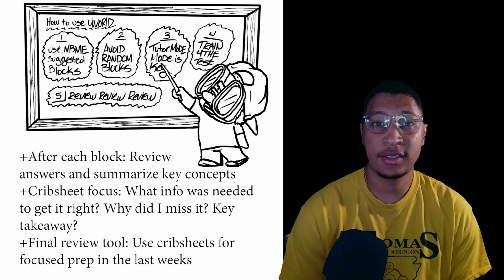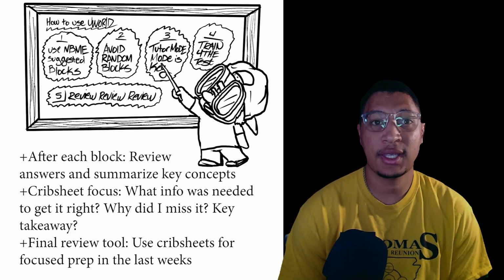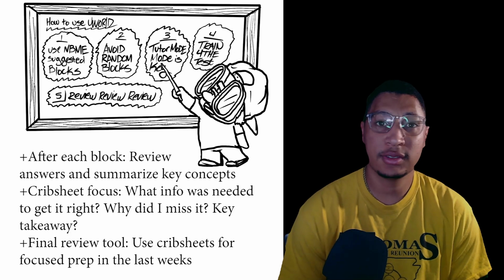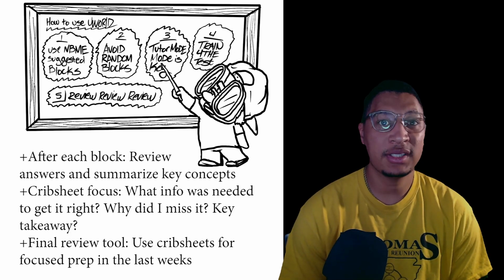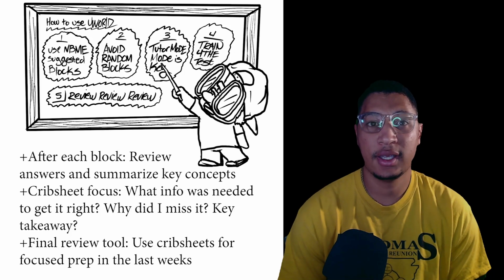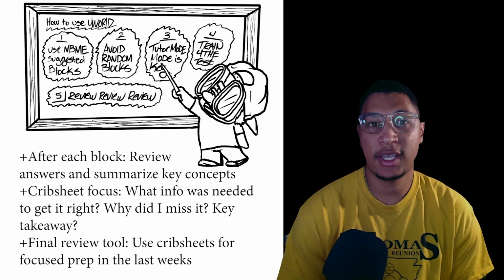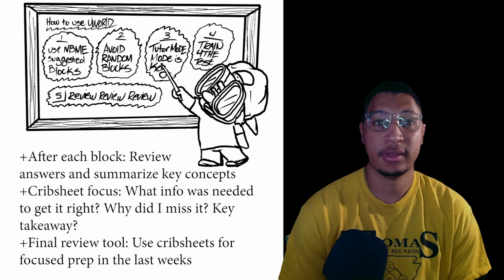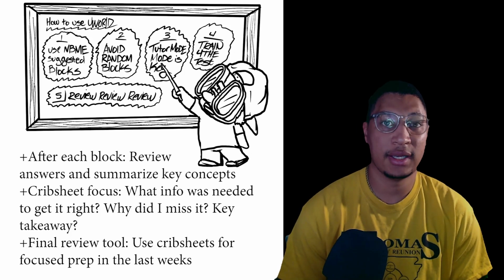After completing each practice question block, review the answers thoroughly and create crib sheets summarizing the key concepts from questions that you got wrong. Write down 1 to 2 sentences that answer what piece of information was necessary to get the question right in less than 90 seconds, and why did I get it wrong? What's the key takeaway from this? These crib sheets will become your go-to review material, especially in the final weeks leading up to the exam.